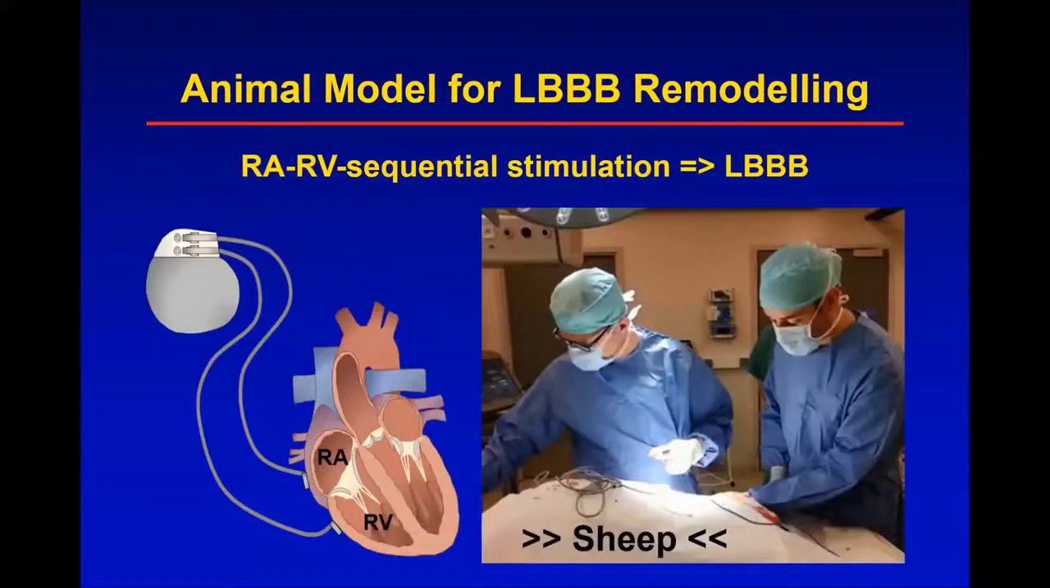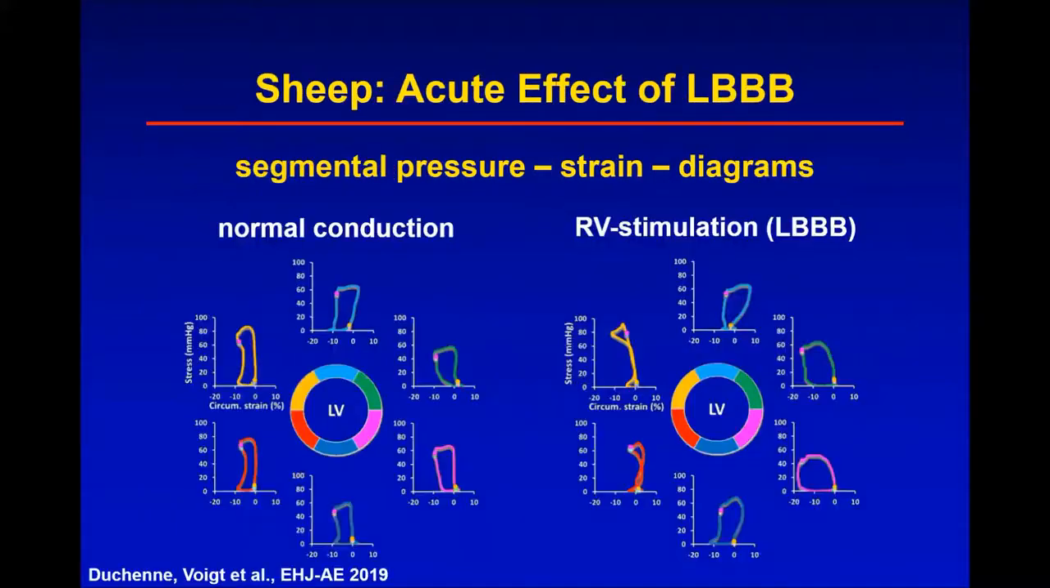And we have also looked in a sheep model, which was paced on the right side to mimic a left bundle branch block conduction pattern. What happens to the hearts if they are exposed to such an abnormal workload in the different regions? And what you see here is the normal conduction. On the left side, you have the normal loops everywhere in all the segments. These are short axis views. And on the right side, you see the same heart under right ventricular stimulation, so having a sort of a left bundle branch block pattern.